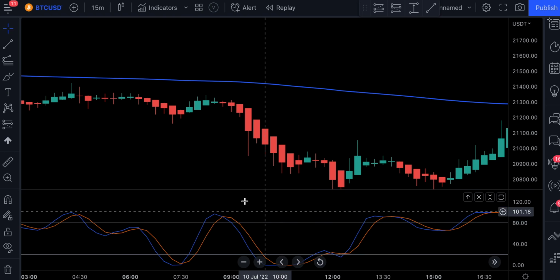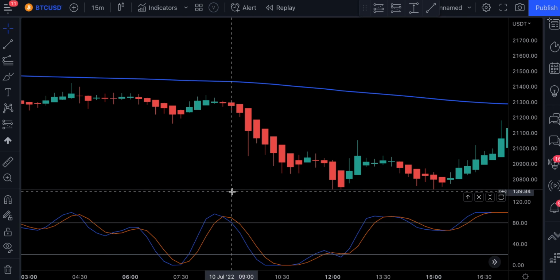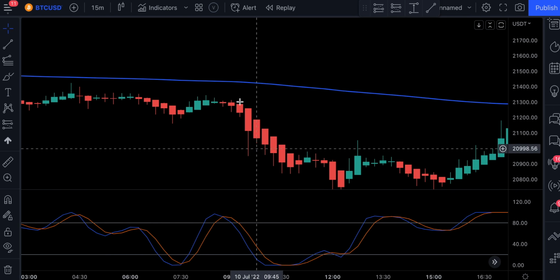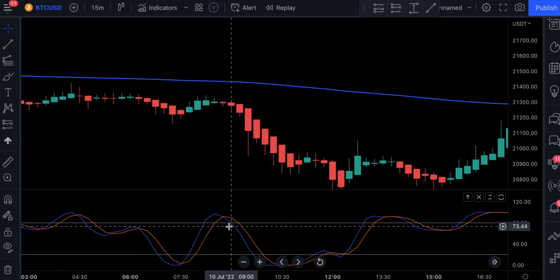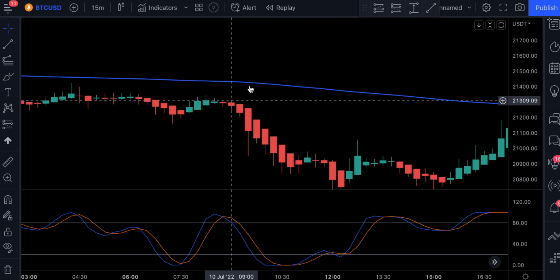Here's an example where you would have taken a short trade. We see the price action is closed below the 200 exponential moving average. The stochastic issued a new bearish cross, and all our conditions are met.